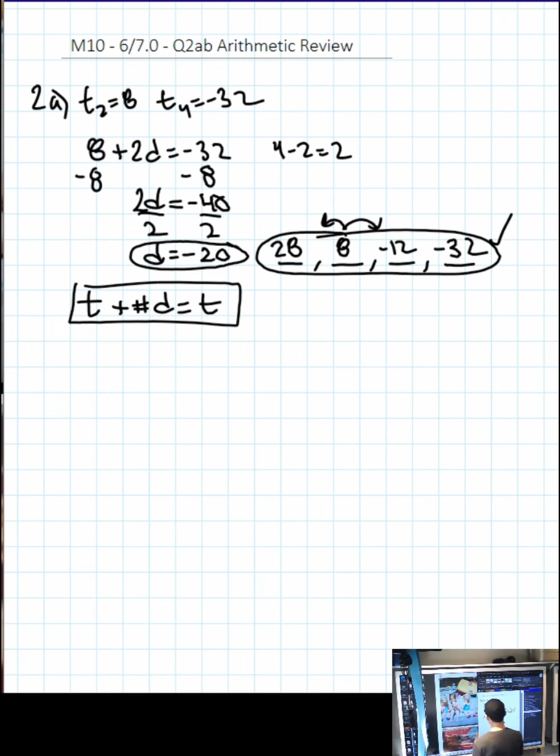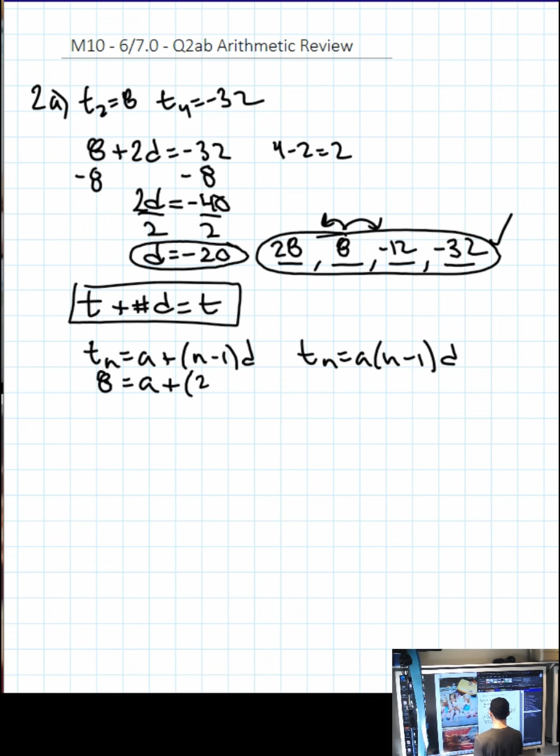For example, I could have written the term formula: Tn equals a, or t1, plus n minus 1 d. Then I could start working with it. So I have t2. t2 is 8 equals a plus, t2 is 8, so 2 minus 1 times d, the negative 20, that we don't know yet. We're going to pretend. So then I get 8 equals a plus 2 minus 1 is 1, so 1d, or d. And then I can use t4.